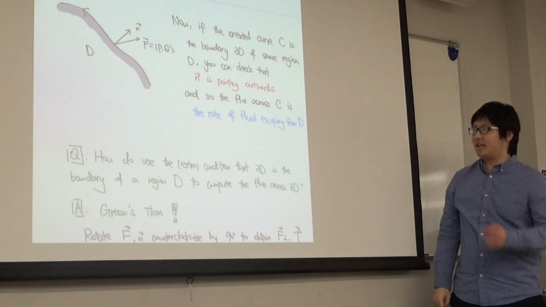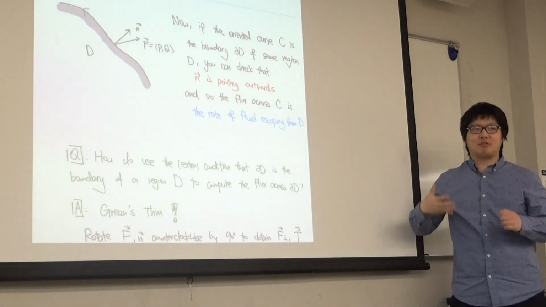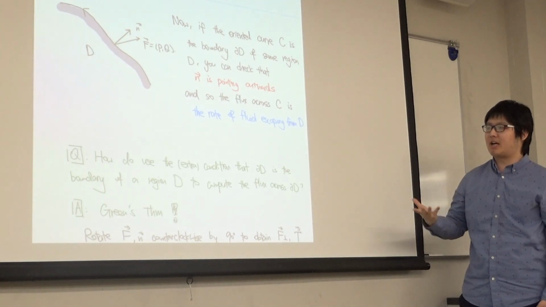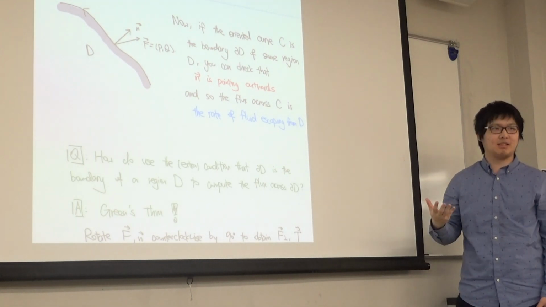So the question is, in this case, we have this extra structure: the curve is the boundary of a region. How can we compute the flux smartly? And the idea is Green's theorem.